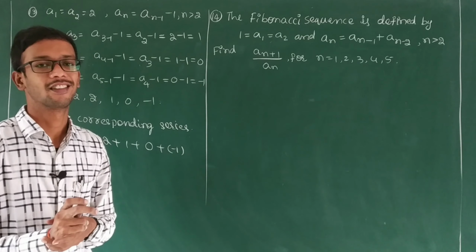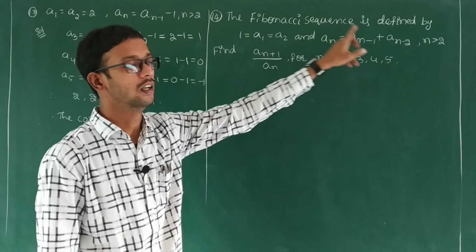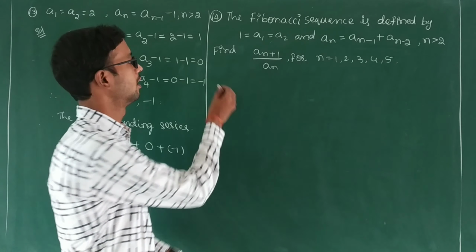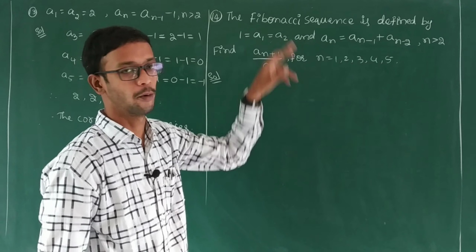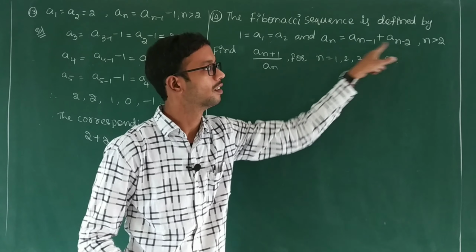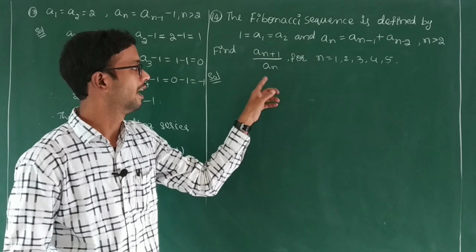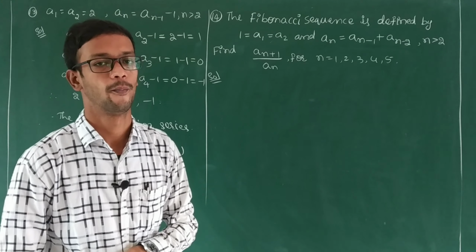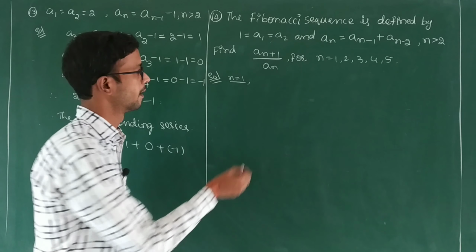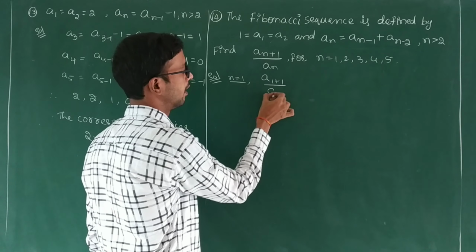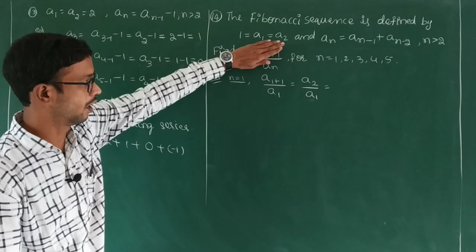Next, 14th problem. This is one different problem. The Fibonacci sequence is defined by a1 equal to 1 and a2 equal to 1. Both are the same. Next, we have to find the value of a(n+1) by a(n) for n equal to 1 to 5. So just I'll write here n equal to 1. What will we get here? a2 by a1. This value we have to find.